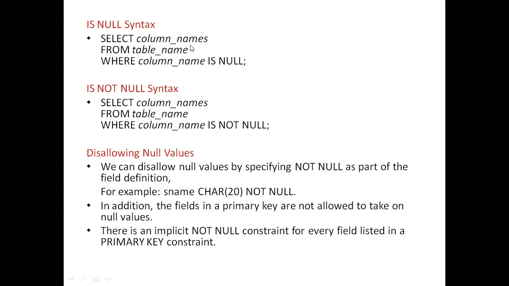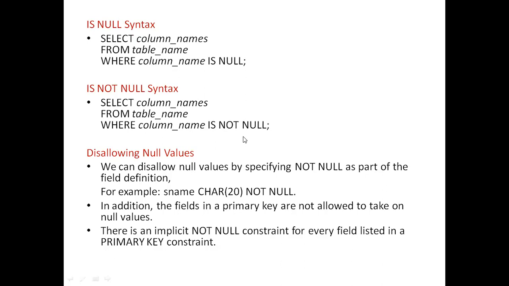So how to represent it? What is the syntax of is null? You can see on your screen the is null syntax. The keywords of null, that is is null and is not null, are used along with a where condition. So I can give the syntax. You can see here: select the column names from the table name where condition, and we are supposed to mention is null or is not null.